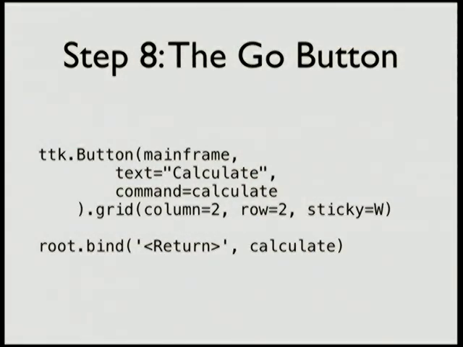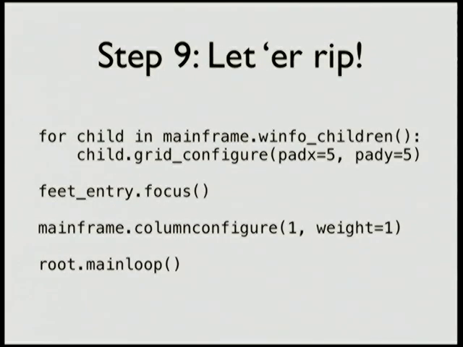We're going to put a button, a ttk button, in the mainframe. Its text will say calculate, and when it is pressed, call the calculate method. We're going to stick it in the grid, bottom right, and it's going to be sticky to that side. Just to make everything nice and easy, we're also going to bind a keystroke to it. So when the root window senses that enter or return has been pressed, that will also call the calculate method. So regardless of whether you click on the button or you press enter, the calculate method's going to get invoked. And at this point, we can basically let it rip.